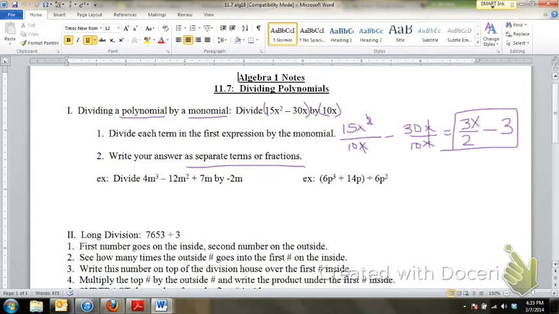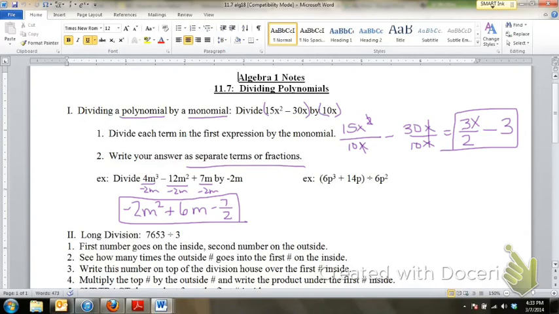I'm going to divide everybody here by a negative 2m. Negative 2m, negative 2m. So the first one becomes negative 2m squared. Negative and negative make a plus 6m. Positive and negative make negative 7 over 2, and the m's cancel. So that big long thing is my answer there.